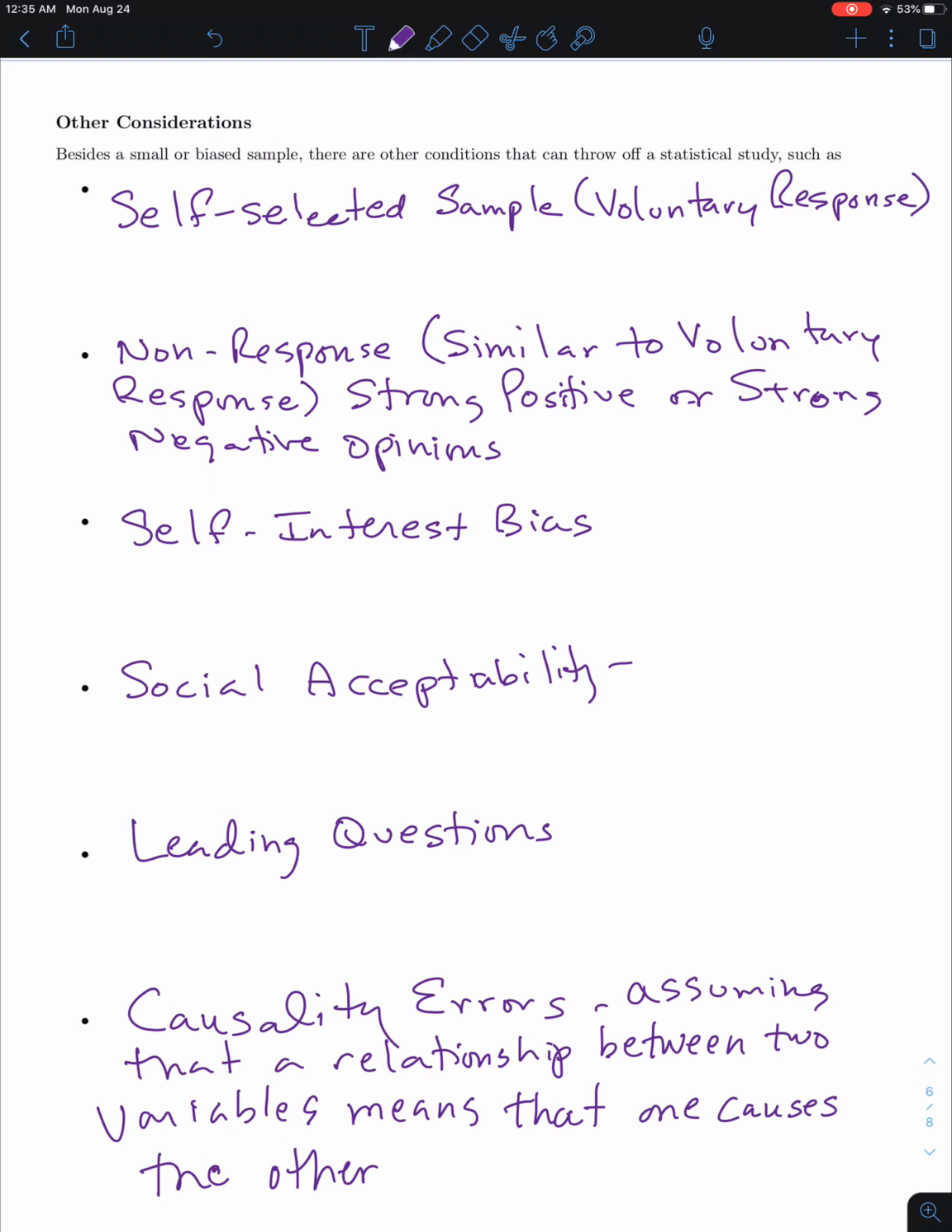We won't get into a lot of details when it comes to this part, but these are things to be aware of when you're looking at surveys and trying to figure out, does this look like a good sample? Did they try to sway the sample? Did they do things to spin it in their direction?